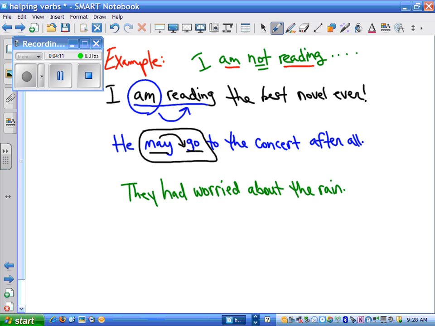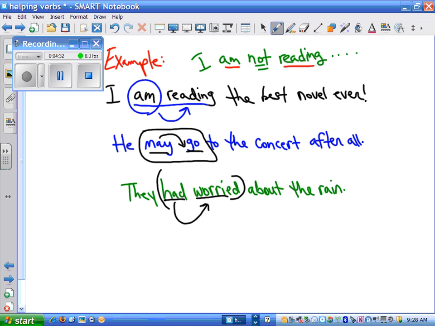Our final example, we have that word had, right? One of those forms of have. Worried. And it's, of course, helping in this case to build this past tense, right? Here is our verb phrase, had worried.